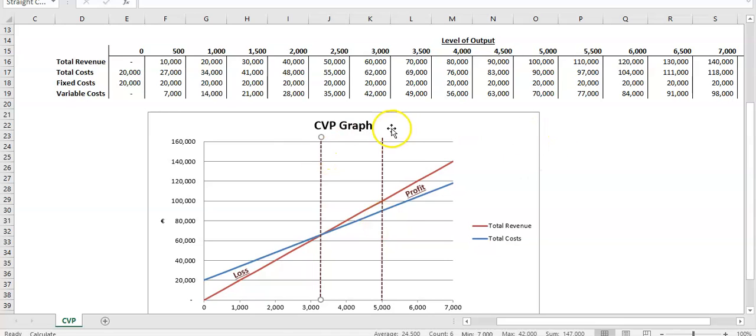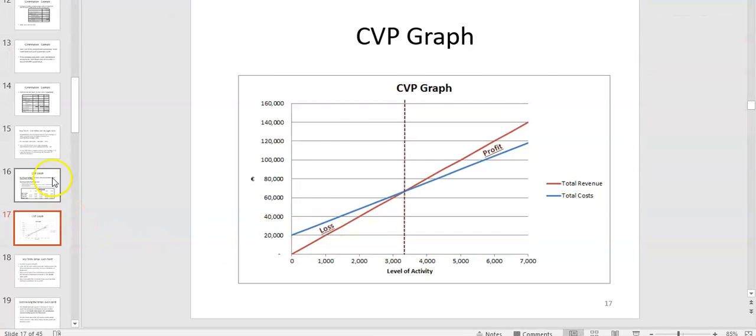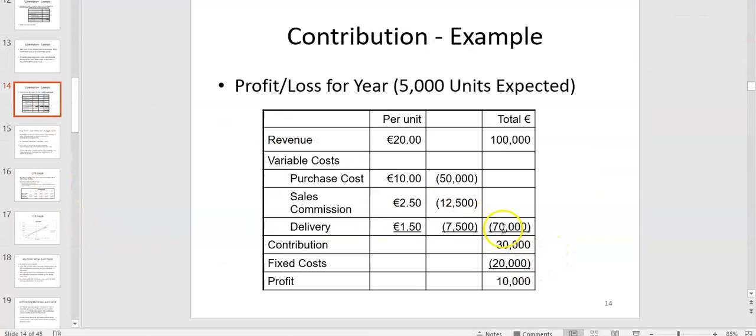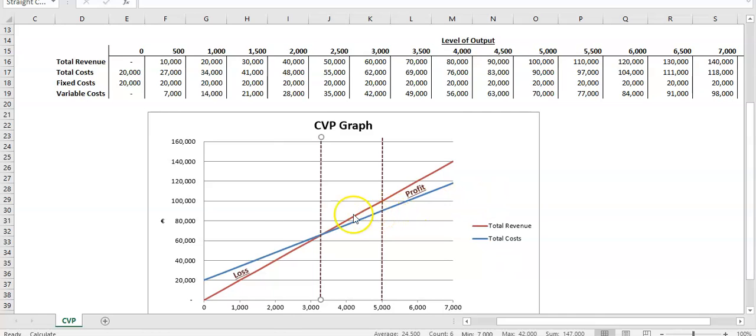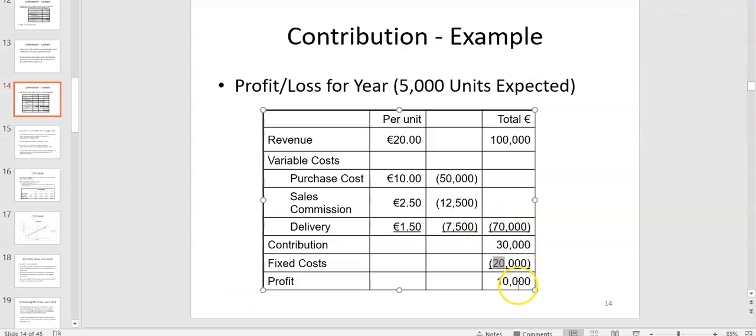And I drew a second line here. This is the line at 5,000, where our total costs, if we go back to the slides, our total cost at 5,000 would have been 90,000. Variable at 70, fixed at 20, that's your 90,000 roughly there, but our total revenue was 100. So that little difference there in the middle, that's your 10,000 profit at 5,000 units.